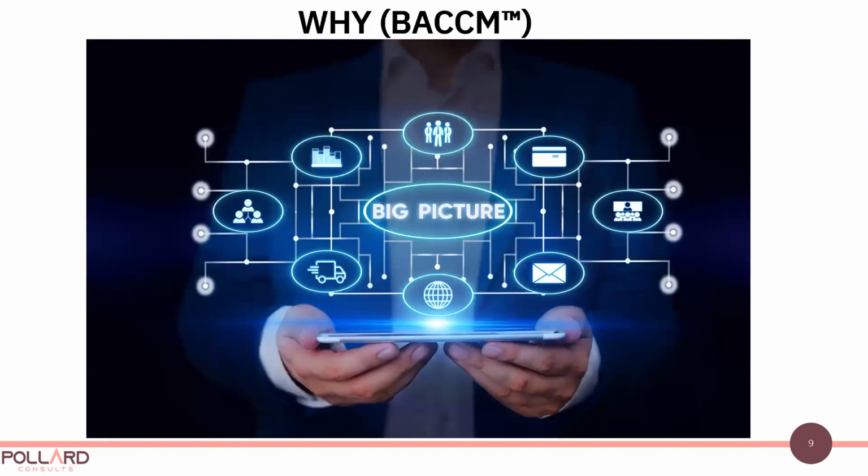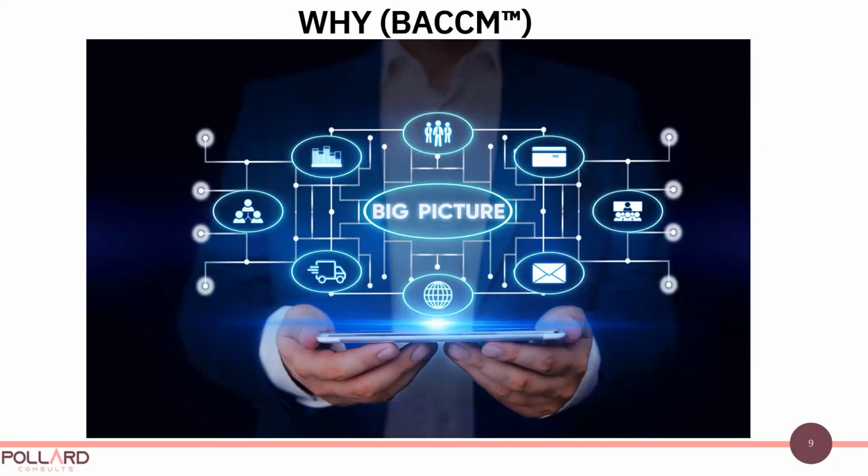So let's look at the purpose, the why. We've talked about the what, we've defined the BACCM as a pictorial representation of what business analysis is all about. So for me, this is me sharing my perspective. The BACCM model is based on the principle of seeing the whole. It's based on the principle of system thinking, big picture thinking.